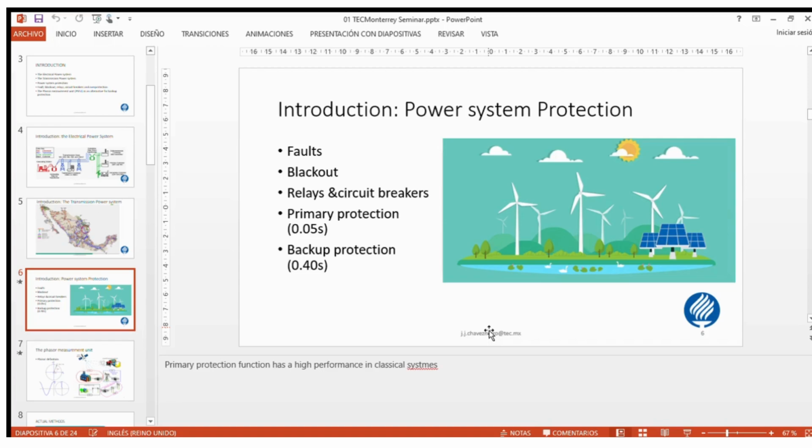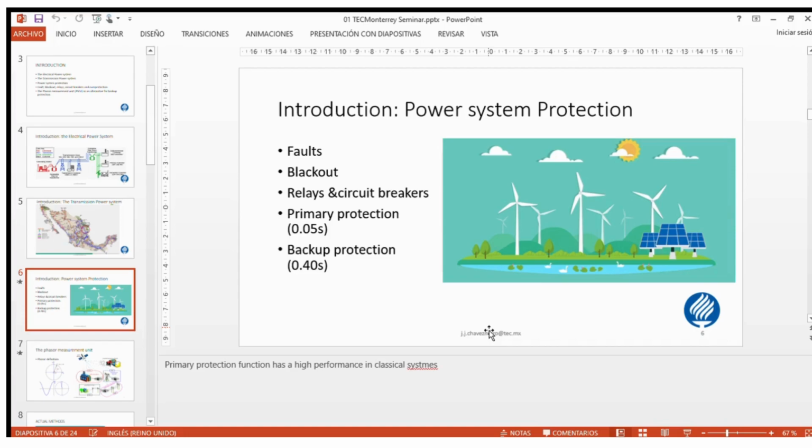That's why we have relays. The relay is an electronic numerical device that takes the electrical signals from the system and determines if the current and voltage are under the limits. If not, it sends a signal to the circuit breaker to operate and open and isolate the part of the system that is on the fault.